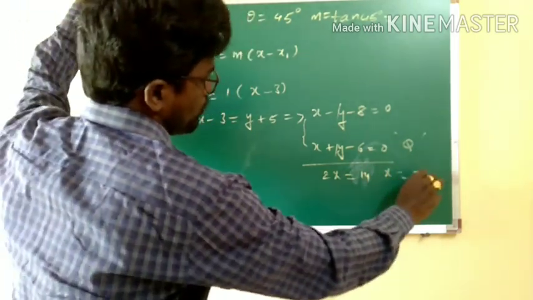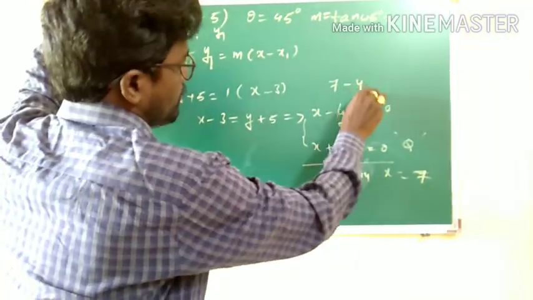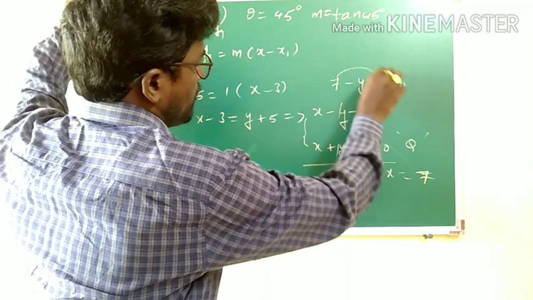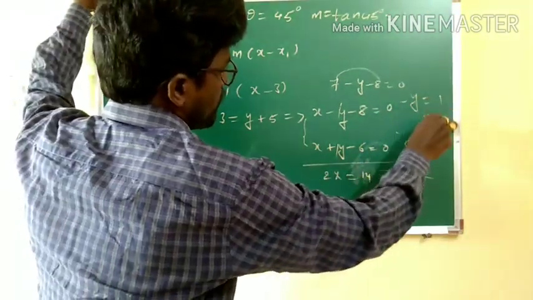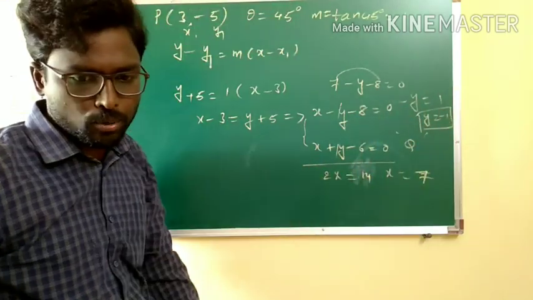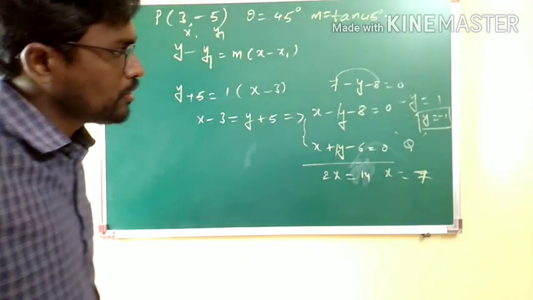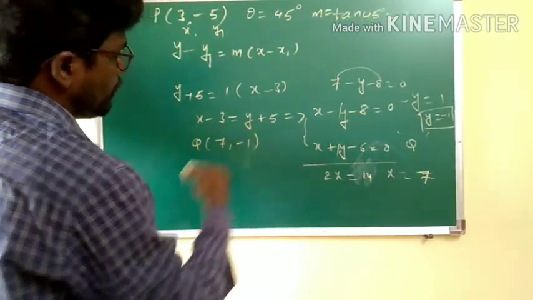If you put x equal to 7 in either equation, let's say here 7 minus y minus 8 equal to 0, that is minus 1 minus y equal to 0. If you transpose, y is equal to minus 1. So what is the point you are getting here? x equal to 7, y equal to minus 1. Therefore Q is (7, -1).